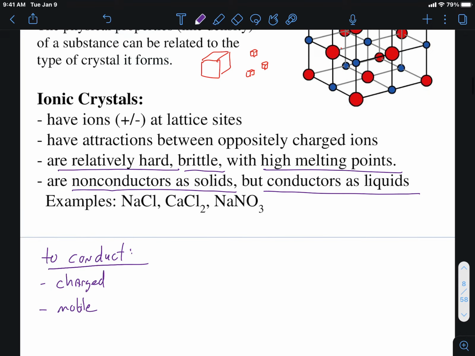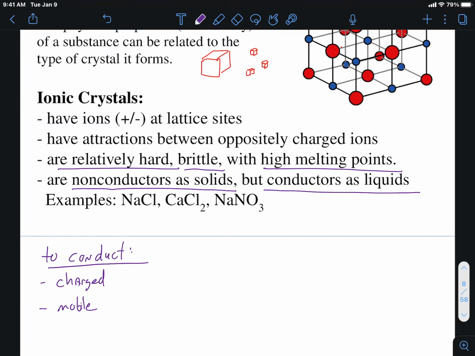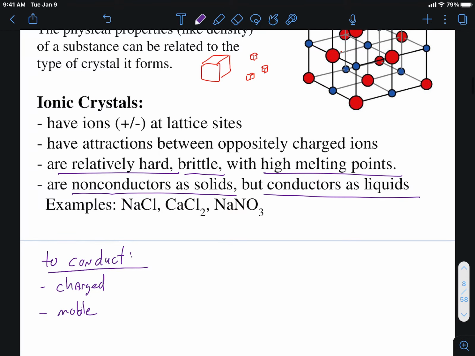So in an ionic solid, are they charged? Yes. Are they mobile? No, meaning they can't move. Those ions are stuck next to each other in place. They cannot move. They're fixed.